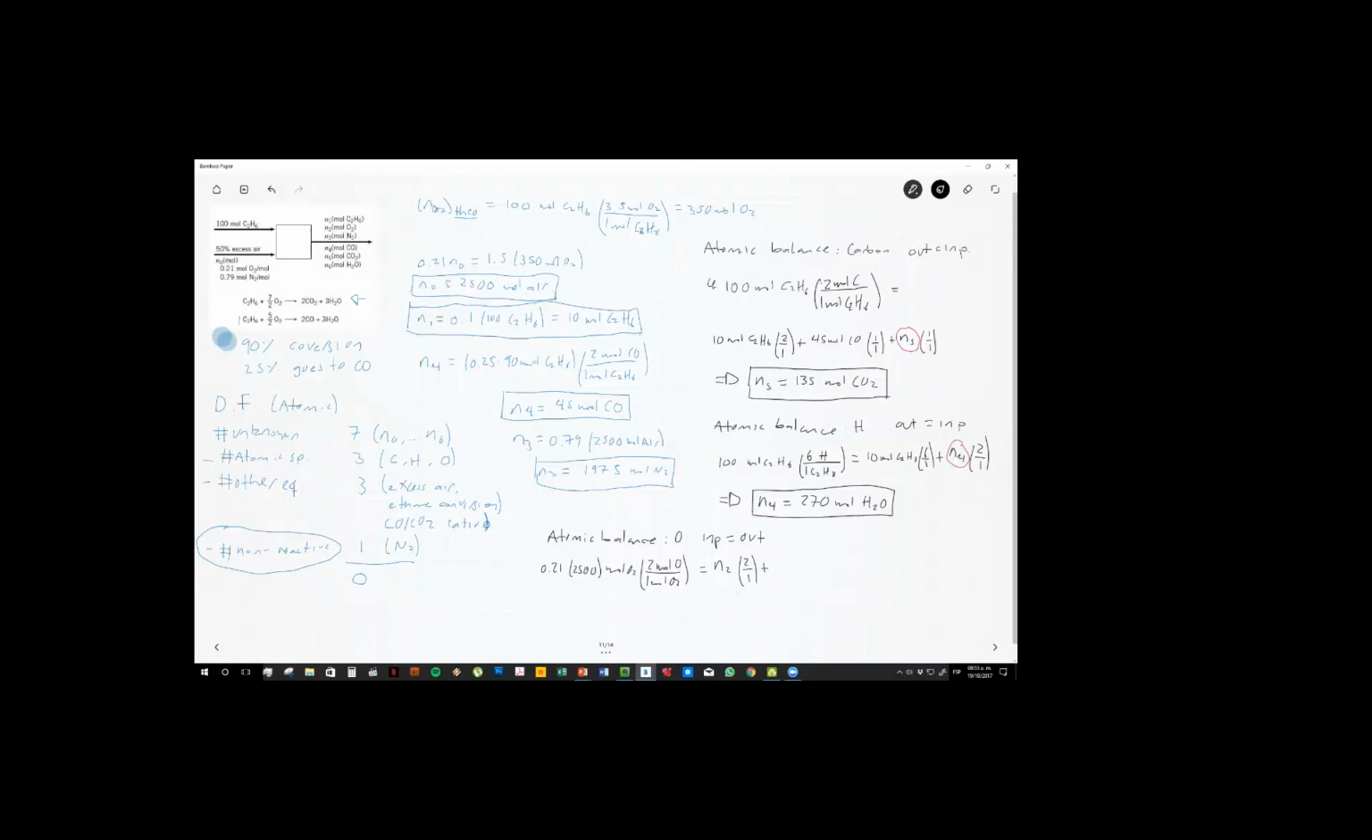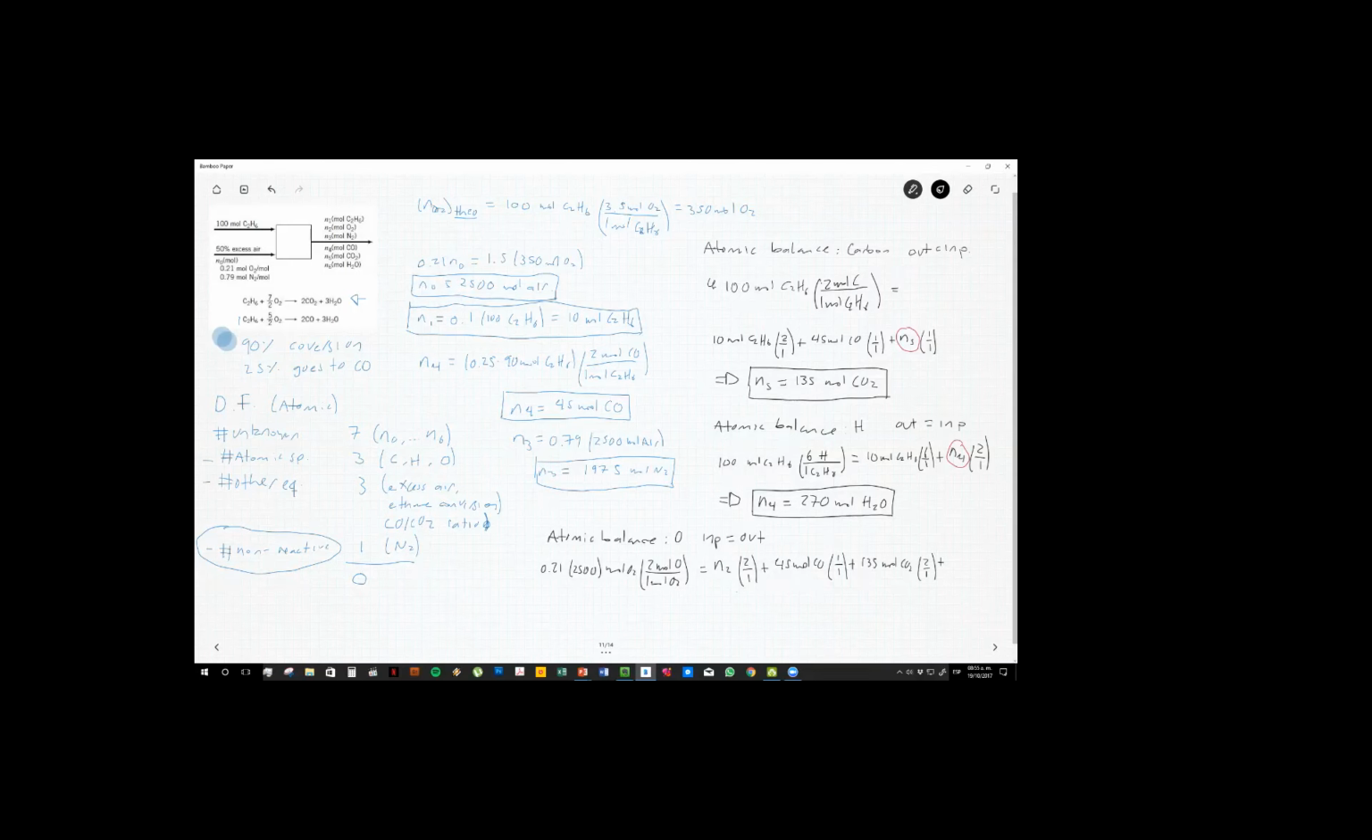For the carbon monoxide, we have 45 moles, and for each carbon monoxide we have 1 oxygen. Then we add the carbon dioxide, that is N5, that is 135 moles of carbon dioxide. For each mole of carbon dioxide we have 2 moles of oxygen. And the last one is the water, that is N6.